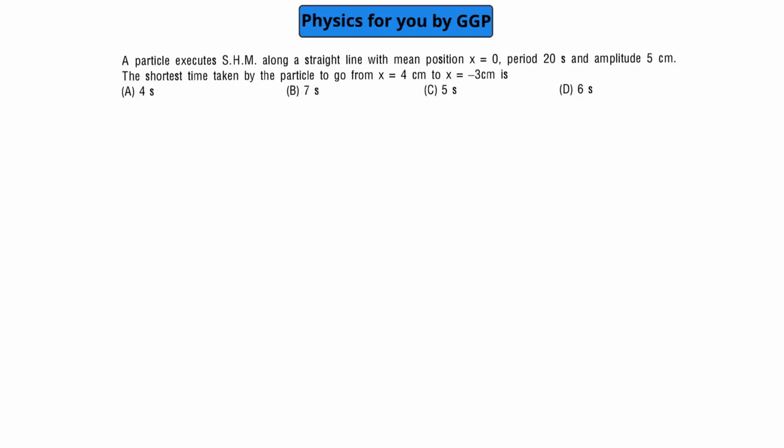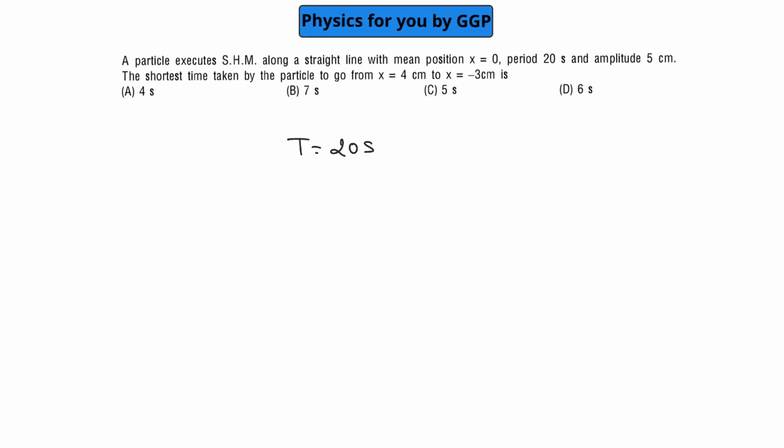It is given that the particle executes simple harmonic motion along a straight line with the mean position x equal to 0. The time period is 20 seconds. So the time period of oscillation we can take as 20 seconds, and the amplitude is 5.